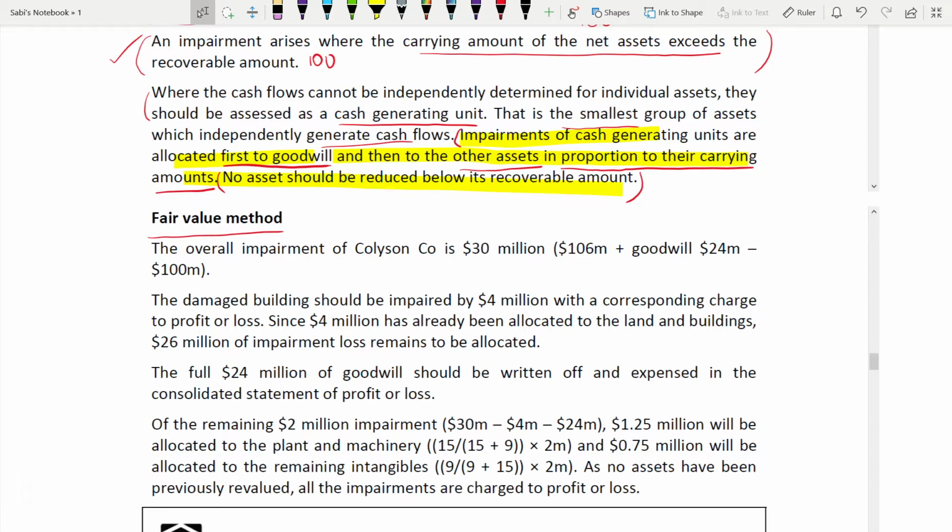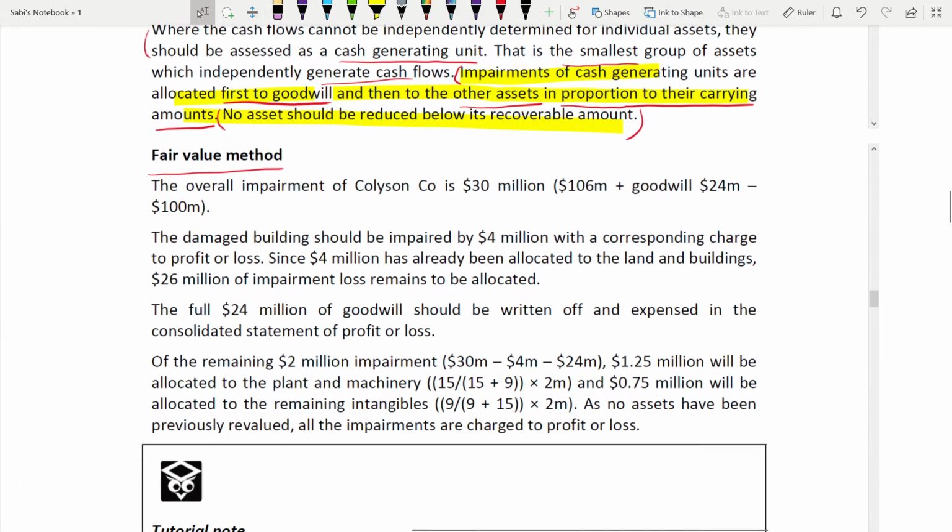They have answered it in different paragraphs, not together. For fair value, they have a separate paragraph. For the proportionate method, they have a separate paragraph. So this is the order we have to follow. So let us start with the fair value first. Okay.